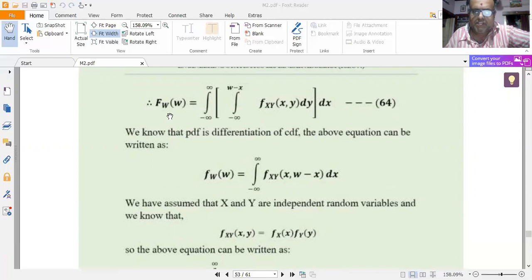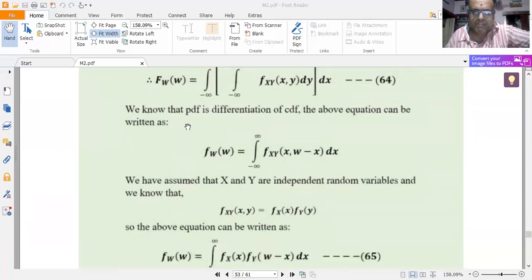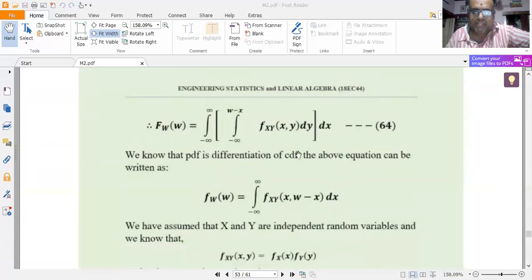Now if I differentiate the CDF, I get the PDF. So let me differentiate both sides. I get small f_W of w, which is the PDF, equal to integral minus infinity to plus infinity f_XY of x comma w minus x dx. Here I have used the Leibniz rule of differentiation under the integral sign, which you would have studied in your M1, M2, and M3. The same idea I am using here.